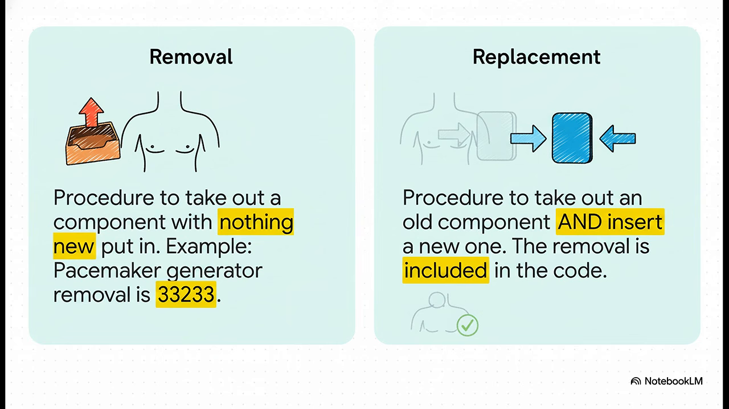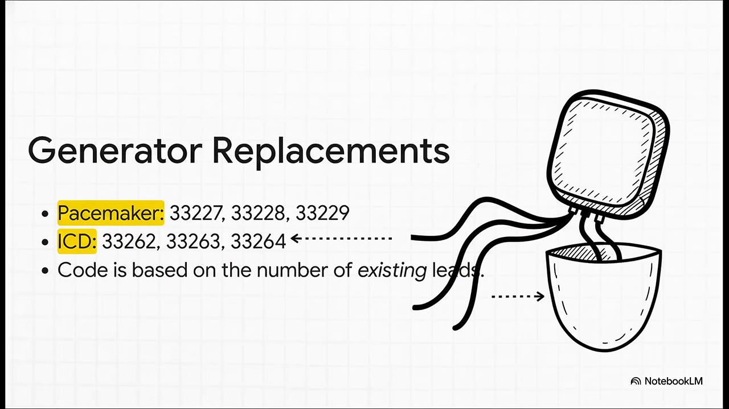Removal means a component is taken out, and that's the end of the story. But replacement means an old part is taken out and a new one is put in, all in the same session. So here's the takeaway: replacement codes already include the removal. You don't code for them separately. Got it?